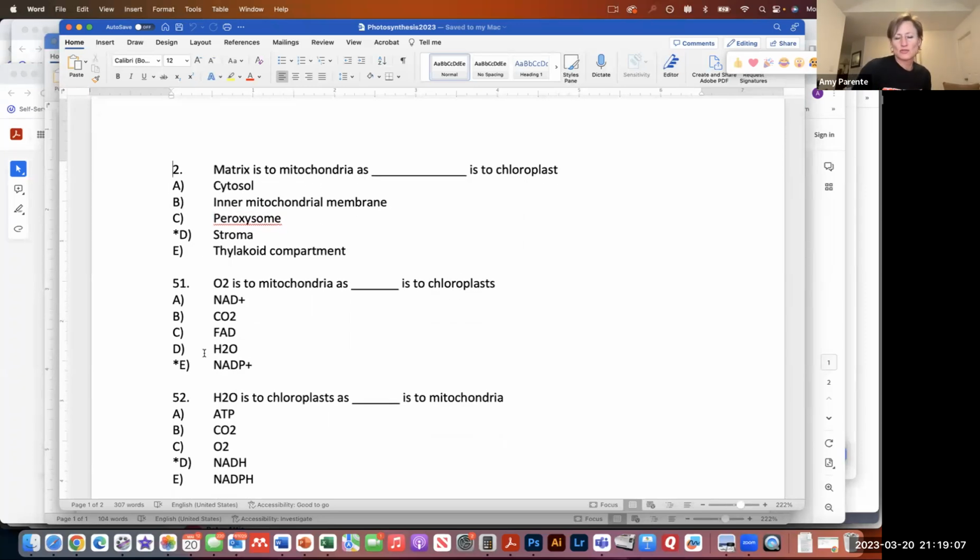So here are the right answers for these. Hopefully you guys can see the answers on your own Blackboard quiz. But tell me which one you want me to go over, Lauren, and I'm happy to do that one particularly. 51 and 52. Okay.